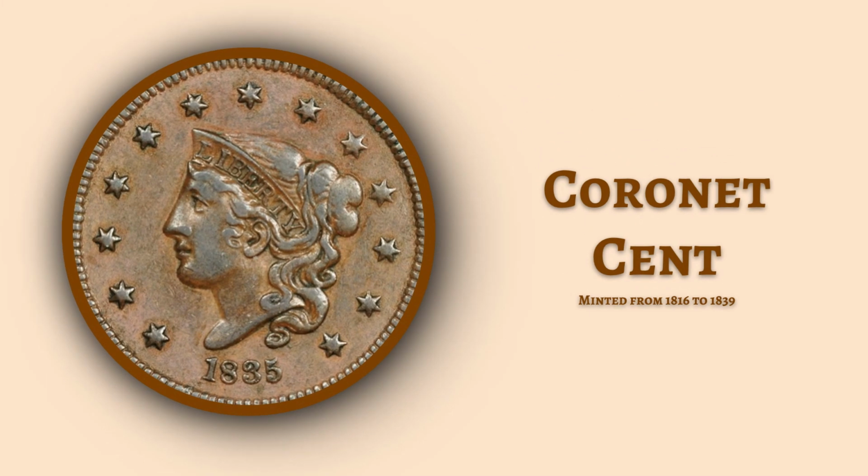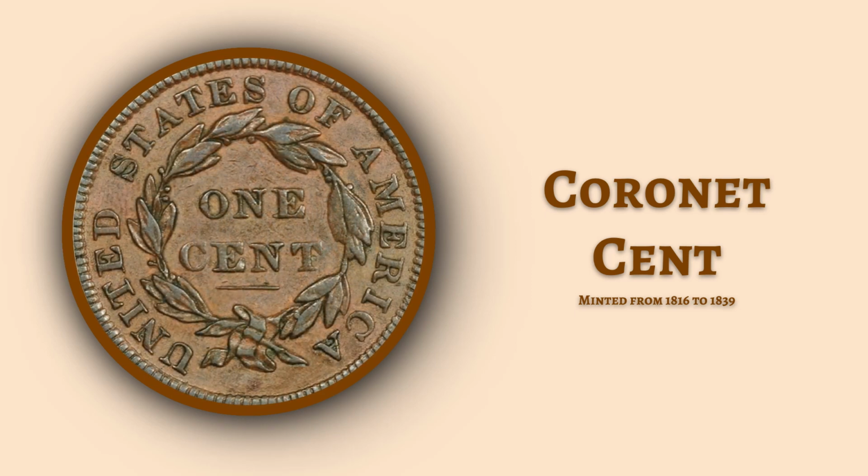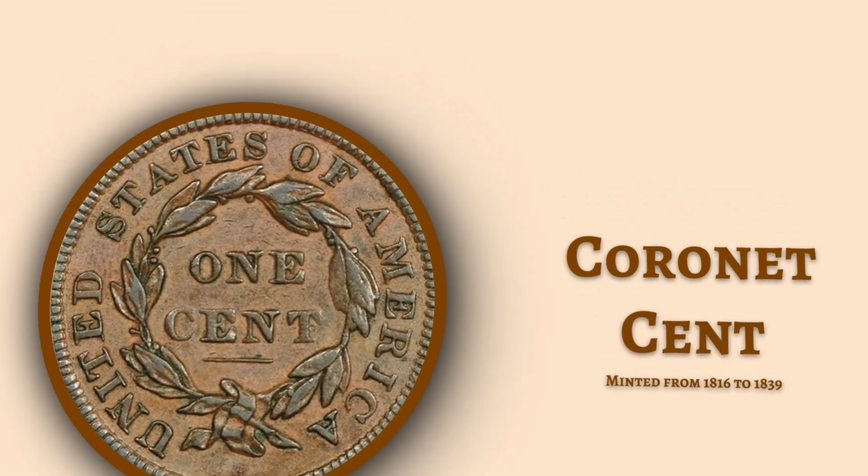Coronet cent, minted from 1816 to 1839. This coin was designed by Robert Scott. It was the longest running large cent ever, with a span of 23 years.